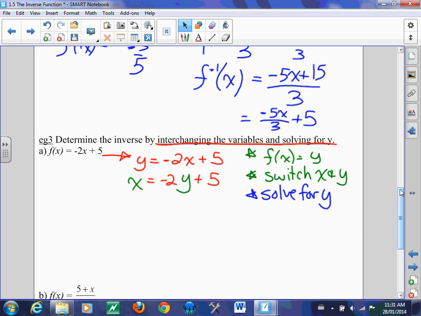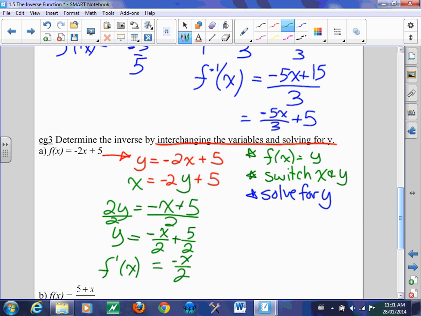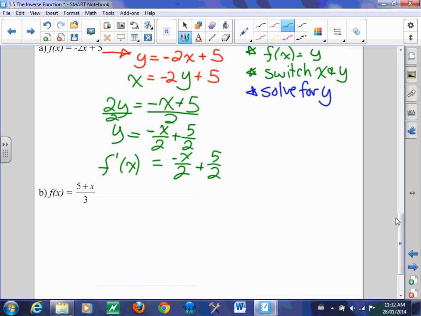All right, so to get y by itself, I'm going to bring the 2y over here, which means I've got negative x plus 5. To get y by itself, divide everything by 2. So y equals negative x over 2 plus 5 over 2. Replace that with f prime, or the inverse, for your proper notation.